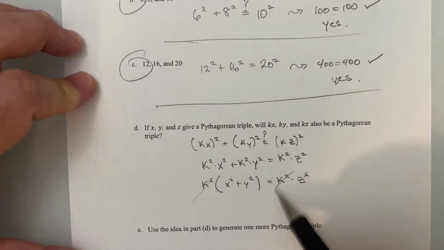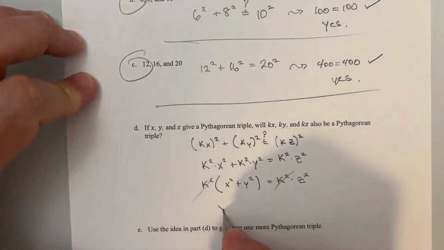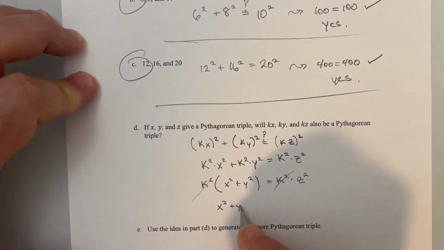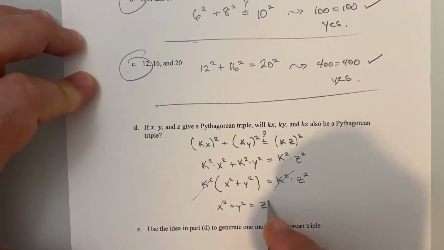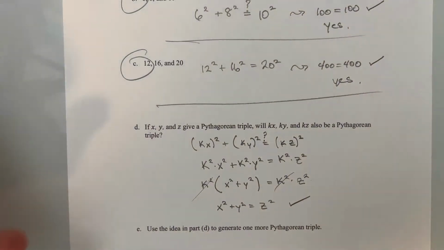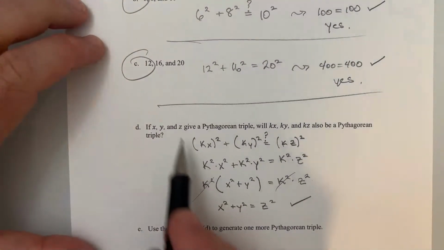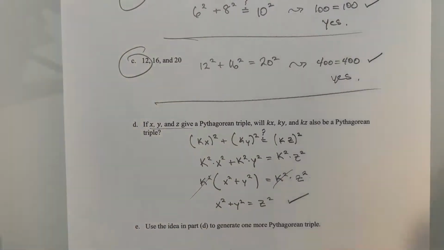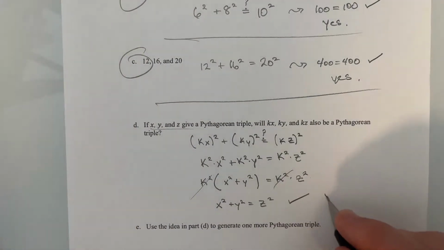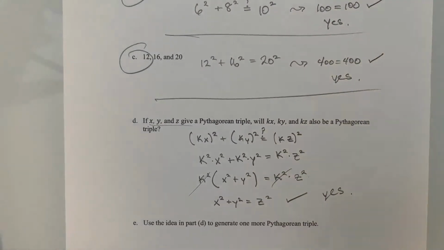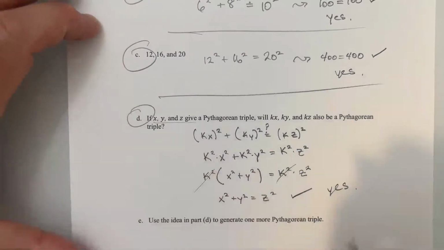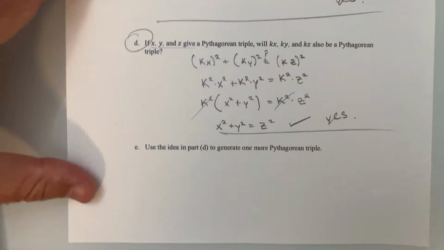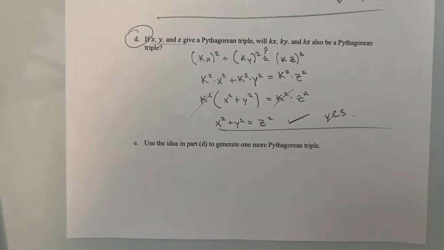And yeah, the k squareds can cancel just fine. So we have x squared plus y squared equals z squared, which we know is already true because x, y, and z give a Pythagorean triple. So yes, maybe I'll circle it. It says use the idea in part D to generate one more Pythagorean triple.